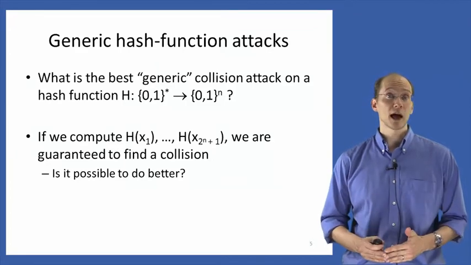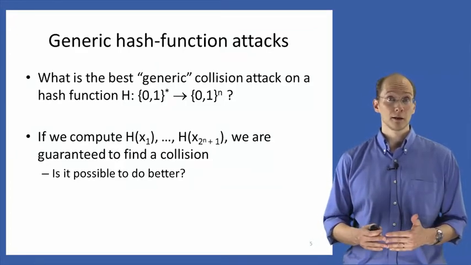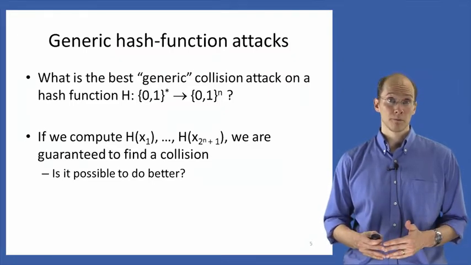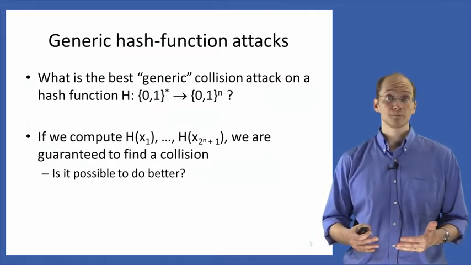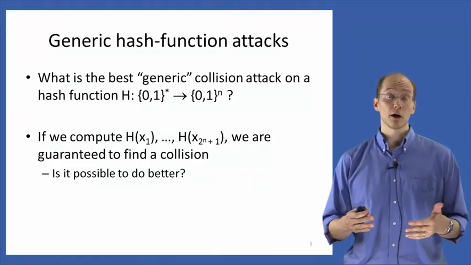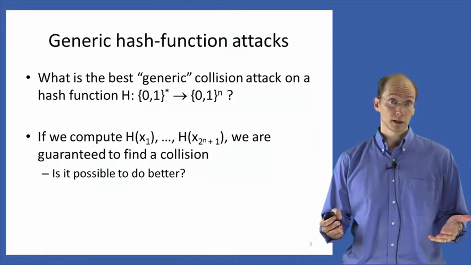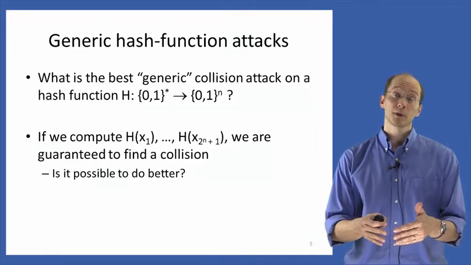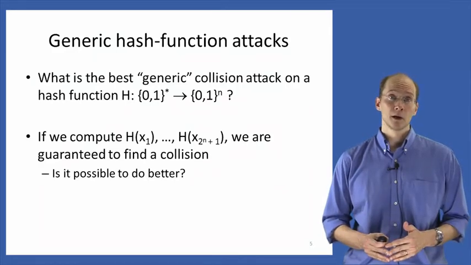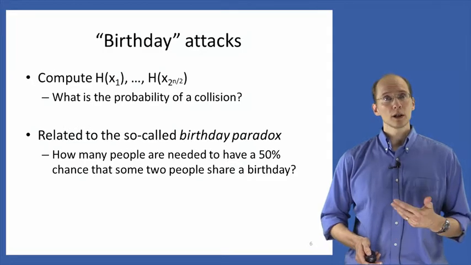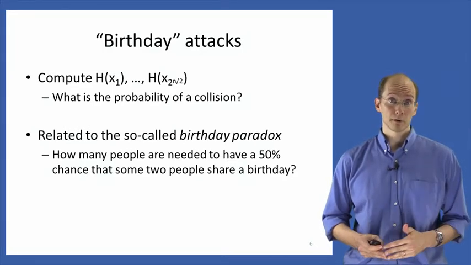Right? The output length of the hash function is only n bits. That means that there are 2^n possible outputs of the hash function. If we evaluate the hash function on 2^n + 1 inputs, then there must be some pair of inputs that are distinct by construction, which have the same hash value. And so we're guaranteed to find a collision. Is it possible to do better? Well, it turns out that it's possible to do much better.